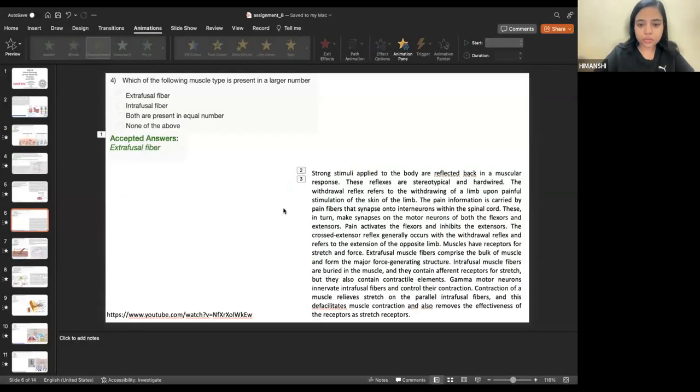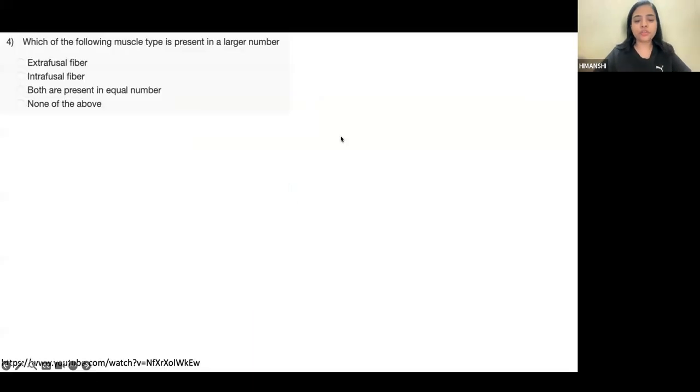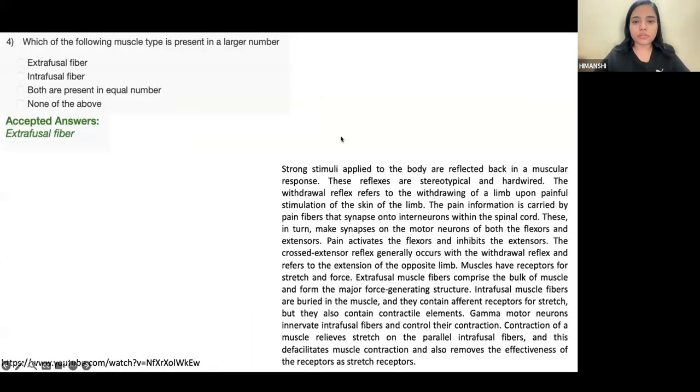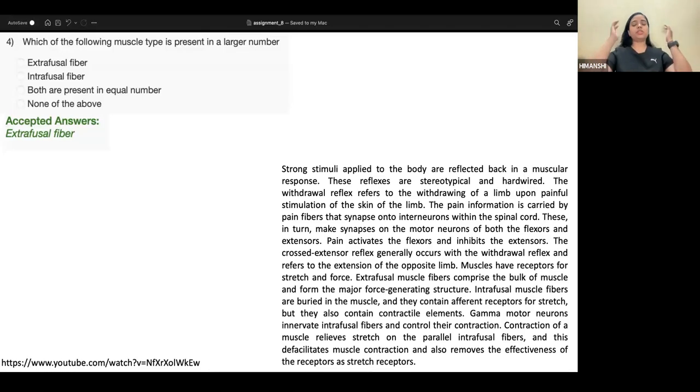Correct. So now you understand the role of extrafusal and intrafusal muscle fibers, right? So extrafusal means they are in bulk amount, they contract and relax. And then there is intrafusal fiber, which is inside, covered with extrafusal fiber. They have both a sensory part as well as a non-sensory part, right?